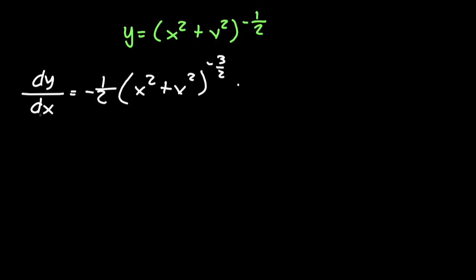So since we are taking the derivative with respect to x, treat v as a constant. So this would be equal to 0 automatically. And so just focus on x squared. Derivative of x squared would be 2x. Derivative of v squared, a constant, is 0. So simplify this, you are left with negative 2x divided by 2, or simply negative x multiplied by x squared plus v squared raised to the power of negative 3 over 2.